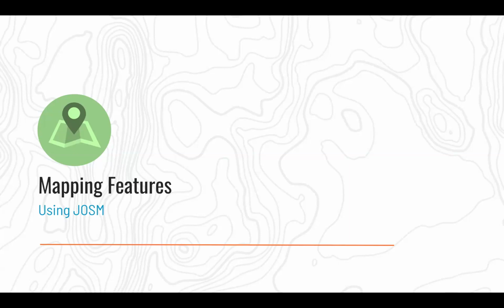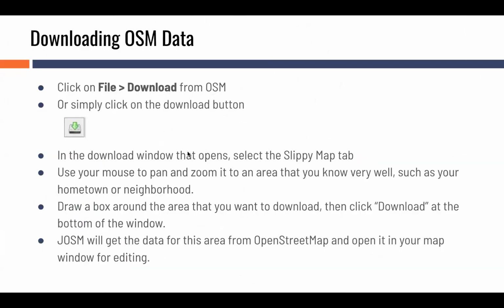All right, so let's look into mapping features. So you've got JOSM installed and set up, and you're like, great, I want to map. How do I get data into this thing? Well, let me put my camera on so you can see my smiling face. There we are. Like any sort of geospatial software, there's more than one way to do something.